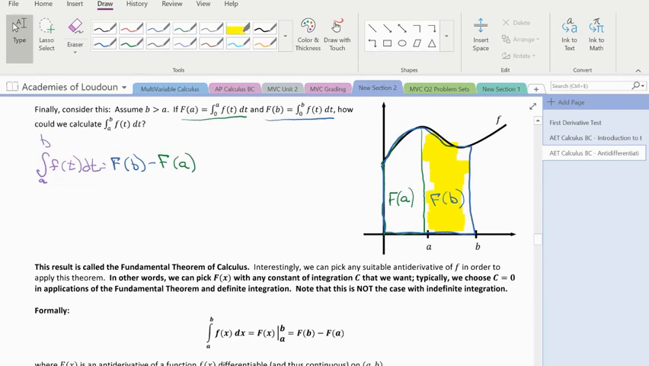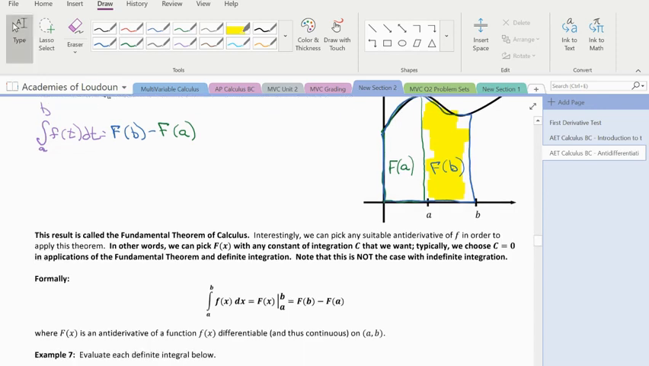Interestingly, we can pick any suitable antiderivative of f in order to apply this theorem. In other words, any F of x with any constant of integration. Typically, we choose c is equal to 0, but it makes just the math a little bit easier. But formally, this is the fundamental theorem of calculus, where capital F of x is an antiderivative of the function little f of x, differentiable and thus continuous on a to b.